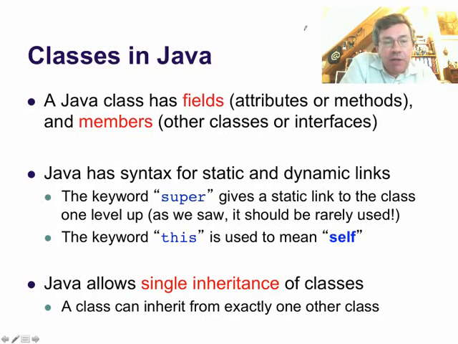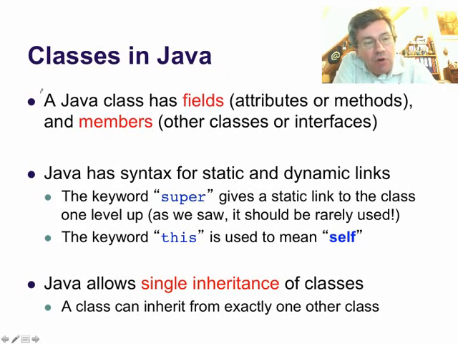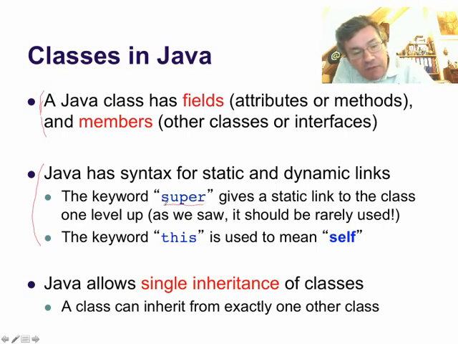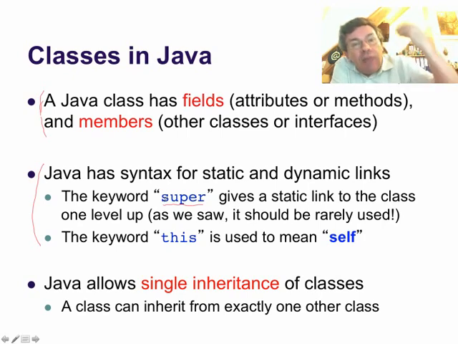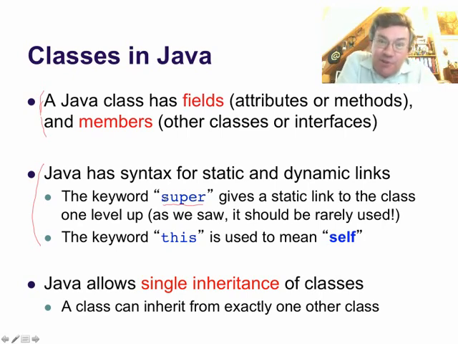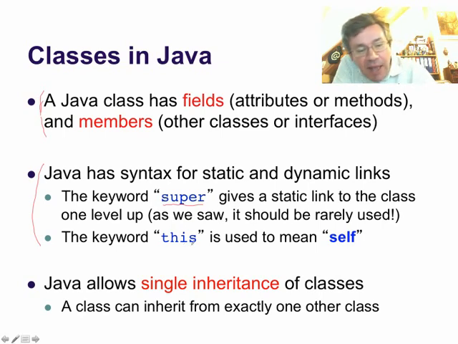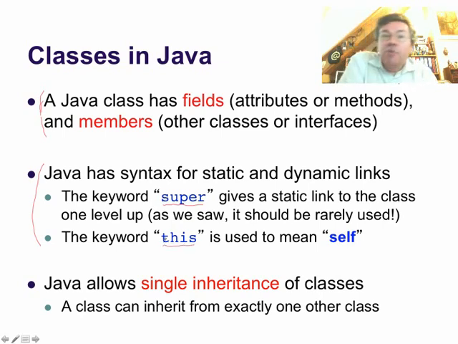Let's now see what classes in Java can do. So terminology: classes in Java have fields, attributes or methods, and members, other classes, or as we will see, interfaces. Java has its own syntax for static and dynamic links. For static links, it has a syntax super, which gives a static link to the class one level up, the superclass, and as we saw, it should be rarely used. And it has the keyword this, which means exactly the same as self.